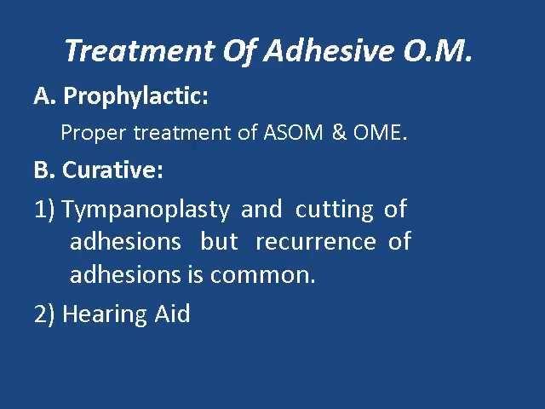Finally, we come to treatment of adhesive otitis media. Prevention is always better than cure. So prophylactic, how? By proper treatment of acute otitis media and cases of secretory otitis media. What about curative? Curative, we have two options. The first option is tympanoplasty and cutting of the adhesions, but the problem with surgery in cases of adhesive otitis media is recurrence. Recurrence is quite common. The second option is hearing aid fitting.